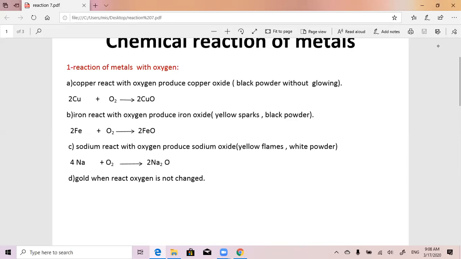Again, the second metal is iron. Iron reacts with oxygen to produce iron oxide. What are the properties of iron oxide? Iron oxide has a yellow spark. What is the meaning of spark? When iron burns with oxygen, it produces a spark, and this spark is yellow. It has black color and is a powder.